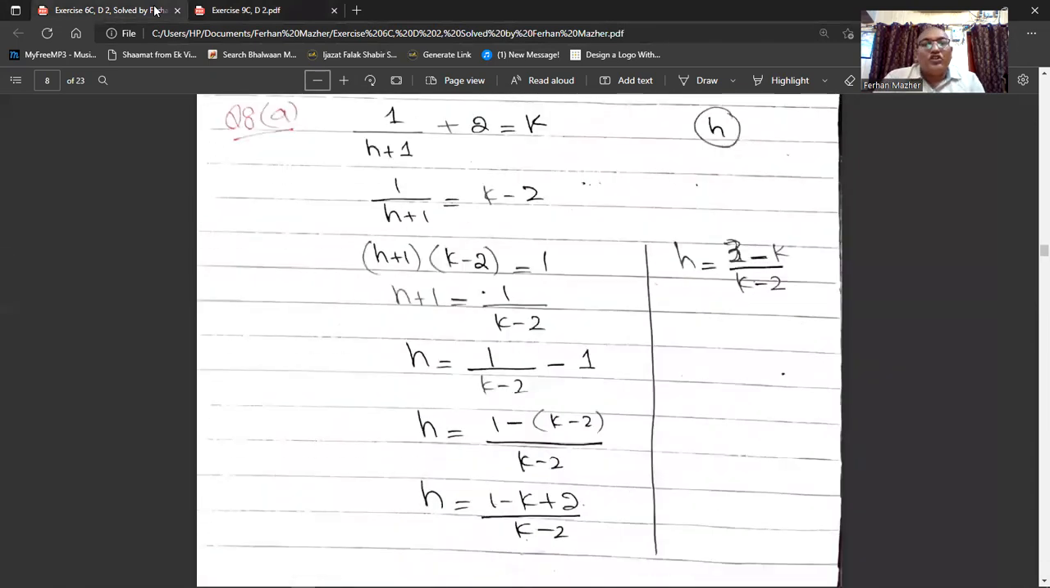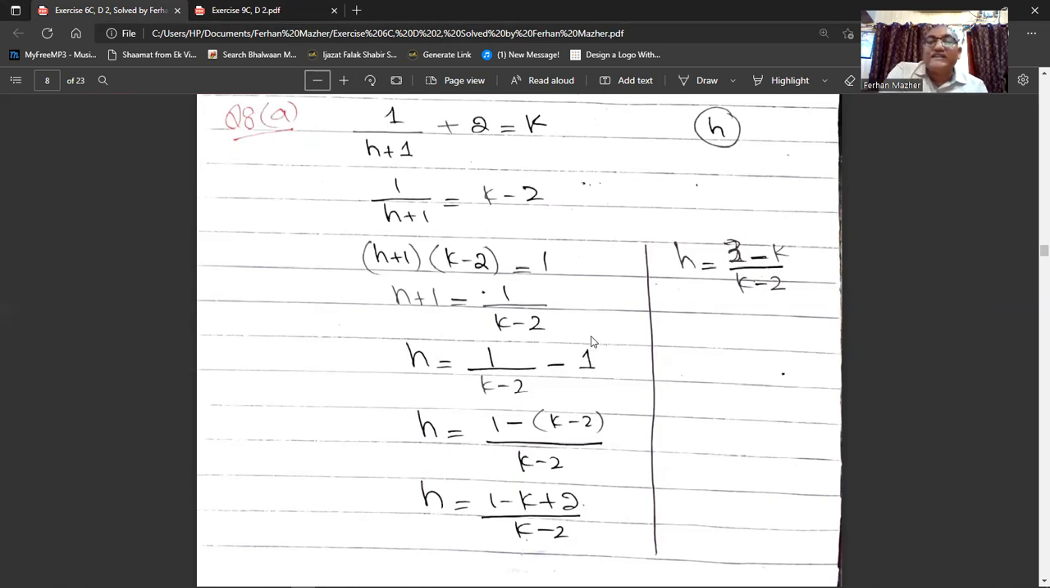Okay. So on your screen that is showing up 1 divided by h plus 1 and then plus 2 equals to k. So this plus 2 will go to the other side. It will subtract there. So you will have 1 divided by h plus 1 equals to k minus 2. Then you can do the cross multiplication. So h plus 1 bracket will multiply with the k minus 2 and that is inside the brackets equals to 1. So h plus 1 will be equals to 1 divided by this bracket which is multiplying here.